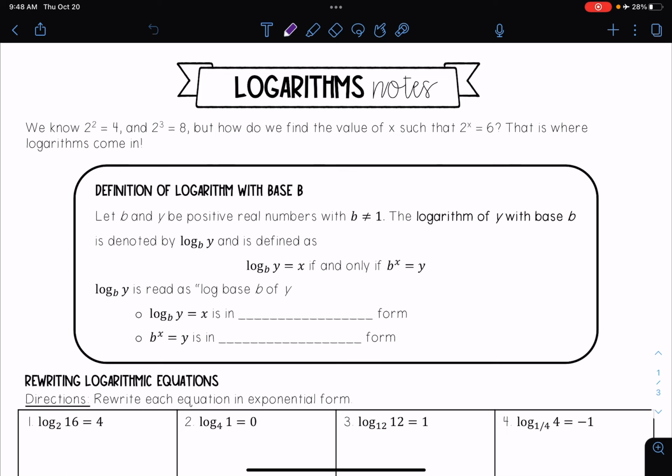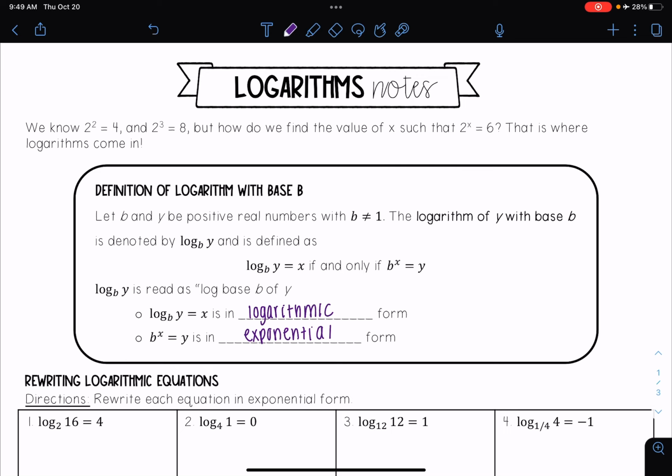And so we have two different forms that we write this in. Log base b of y equals x is in logarithmic form, and b to the x equals y is in exponential form. And so these two equations are equivalent to each other.